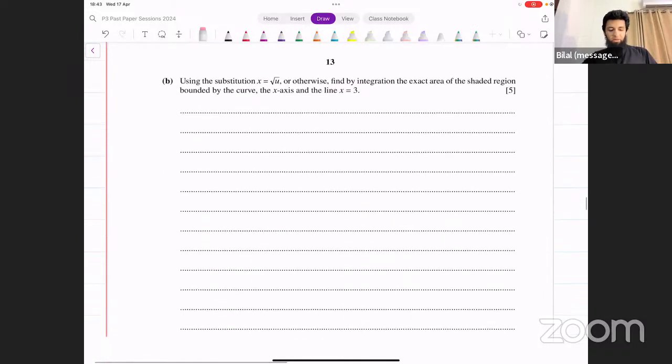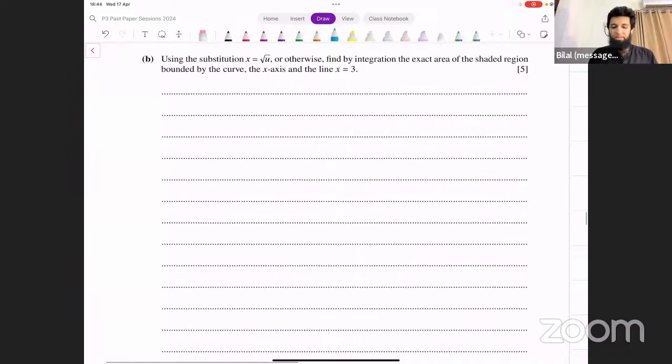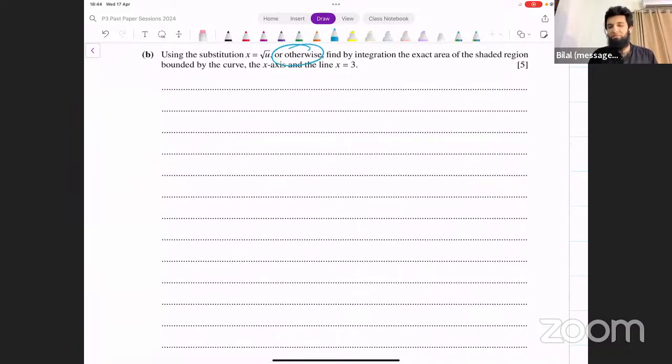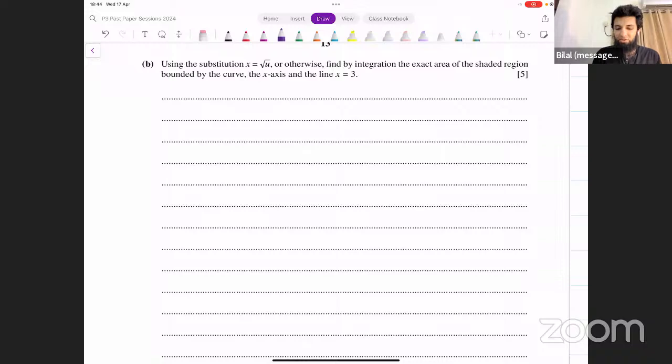All right, so that was part A. Now it says using the substitution, x equals under root u, or otherwise. Whenever they say "or otherwise," that's generally a challenge that you can try anything else if it works for you. Generally, it doesn't, so don't bother with that. Just use what they have asked you to do. Use the substitution x equals under root u.